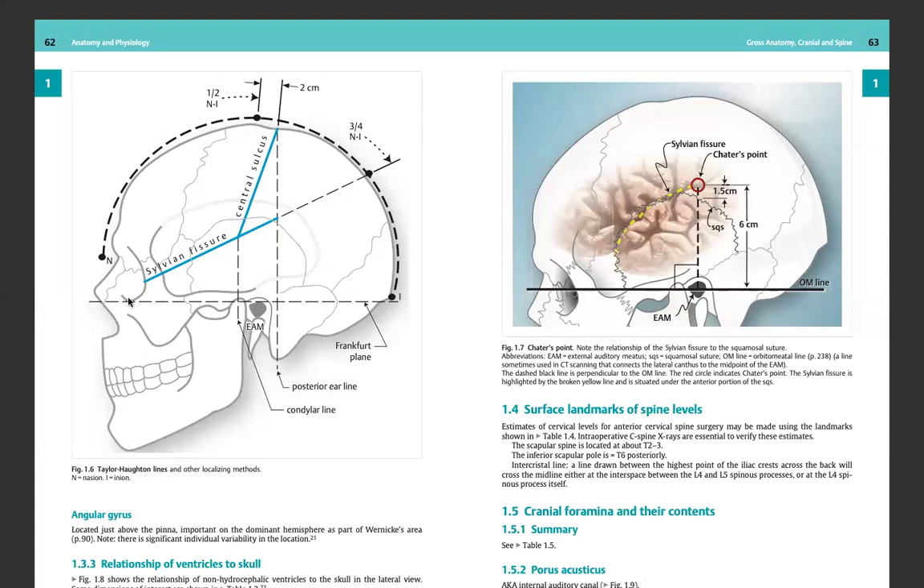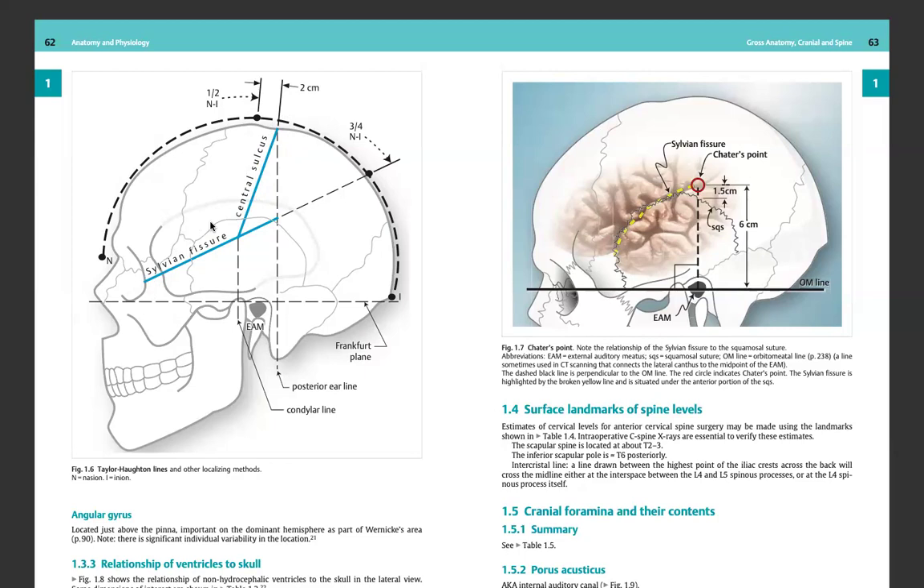So Reid's baseline, as we said earlier, is from the inferior surface of the orbit, crossing the EAM. So they said if you draw a line 45 degrees to it, starting at the pterion. So this is the pterion here. And you go 45 degrees to Reid's baseline, starting at the pterion. It points in the direction of the motor strip. So if we pass through here, of course, it approximates the motor strip. Okay, so those are the 4 methods of identifying the motor strip.